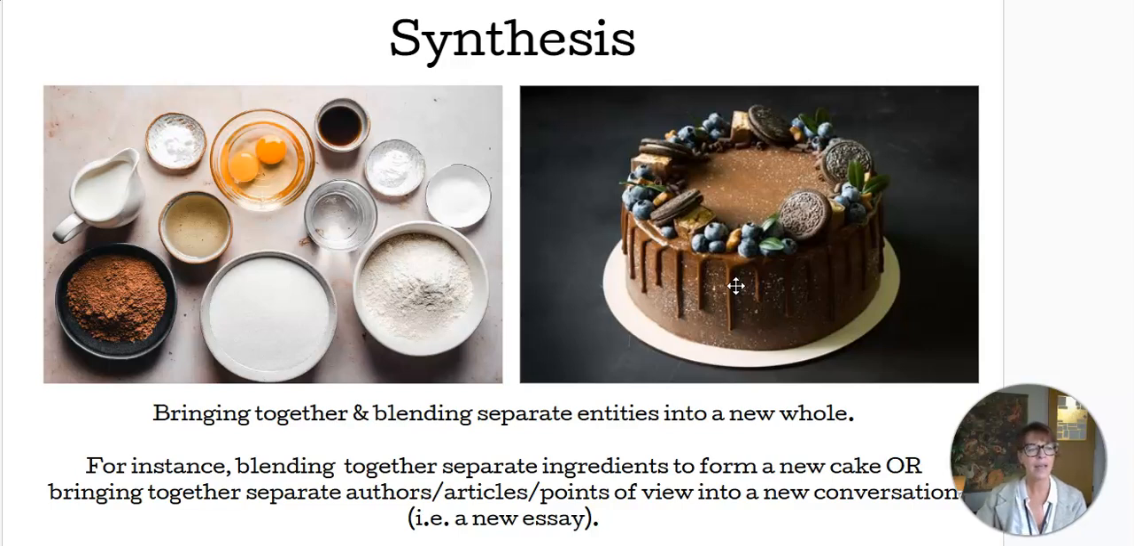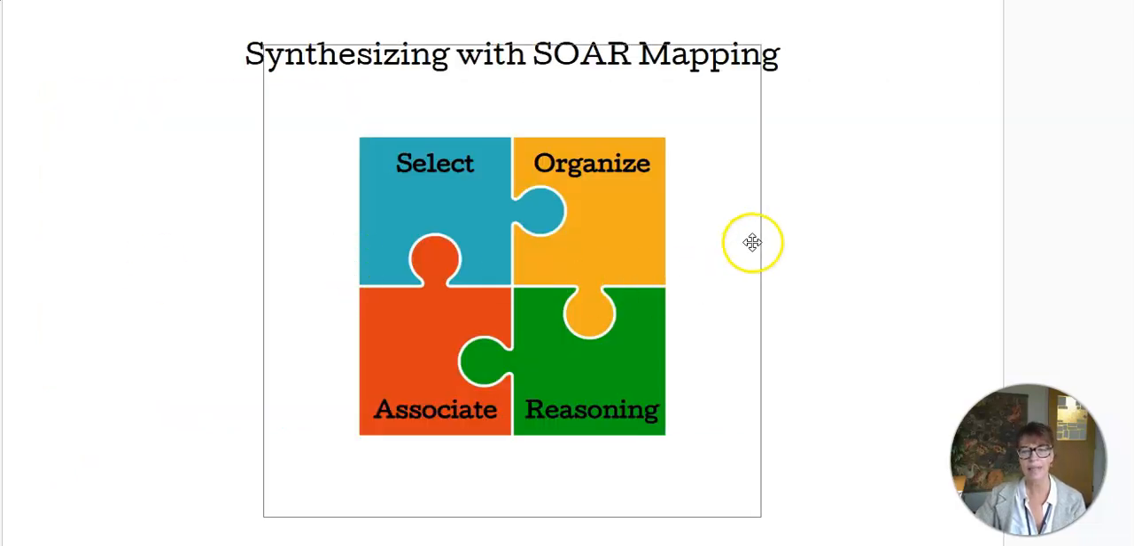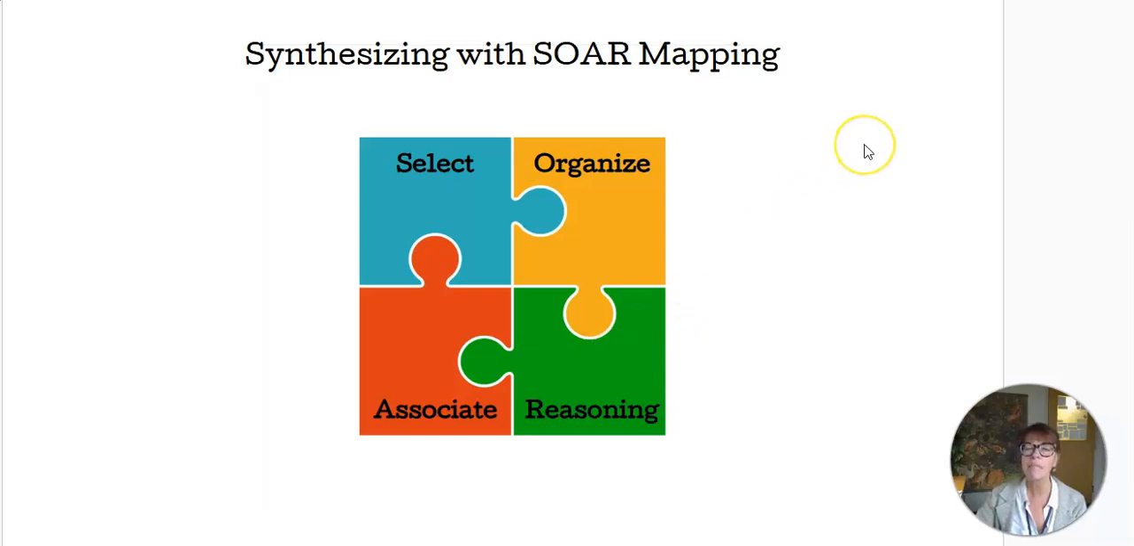And eventually into this synopsis and into an essay. And so we're going to use a method that I think is really helpful in learning how to bring them together, but also being able to identify those common points of discussion. And it's called the SOAR method. It stands for select, organize, associate, and reasoning. And it's a mapping. It's called a cognitive mapping exercise.